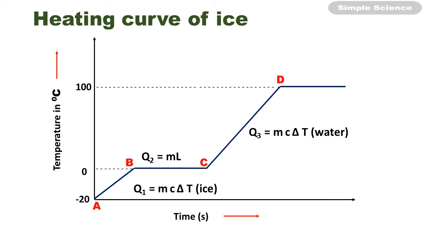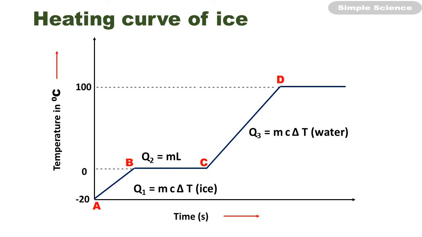Now this is about the heating curve of ice. Here the heat is absorbed in 3 stages: Q1, Q2 and Q3. Heat is absorbed for converting solid ice at minus 20 degrees Celsius to ice at 0 degrees Celsius.